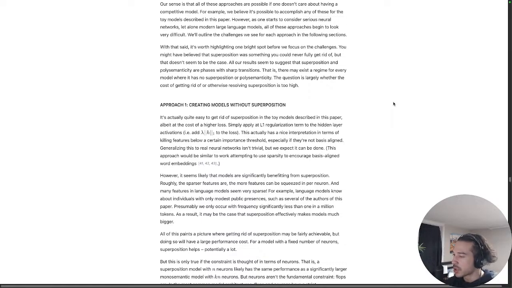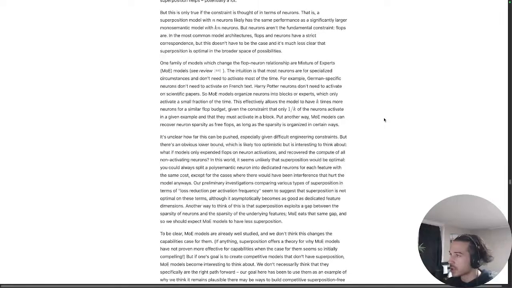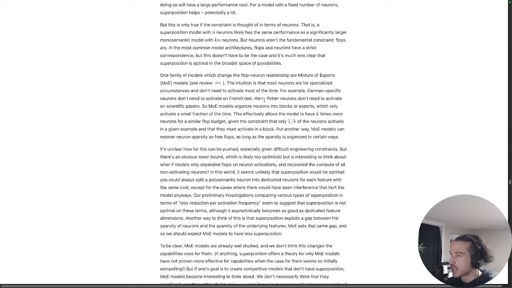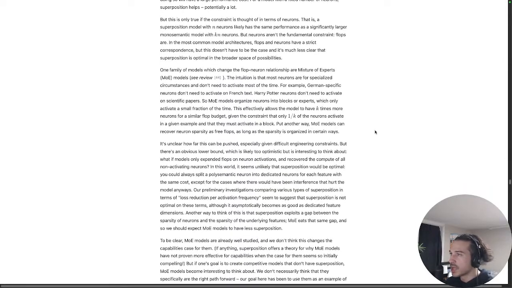All of this paints a picture where getting rid of superposition may be fairly achievable, but doing so will have a large performance cost. For a model with a fixed number of neurons, superposition helps potentially a lot. But this is only true if the constraint is thought of in terms of neurons. That is, a superposition model with n neurons likely has the same performance as a significantly larger monosemantic model with kn neurons. But neurons aren't the fundamental constraint. Flops are. In the most common model architectures, flops and neurons have a strict correspondence, but this doesn't have to be the case, and it's much less clear that superposition is optimal in the broader space of possibilities.